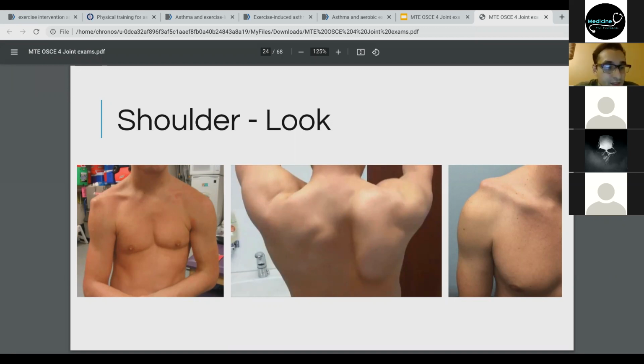Can anyone give me some possible diagnoses for this patient? Lots going on in the chat. Oh, I can't actually see the chat. So, 8, 9, maybe 10 people have said dislocation. Perfect, yeah. So it is an anterior dislocation of the shoulder.